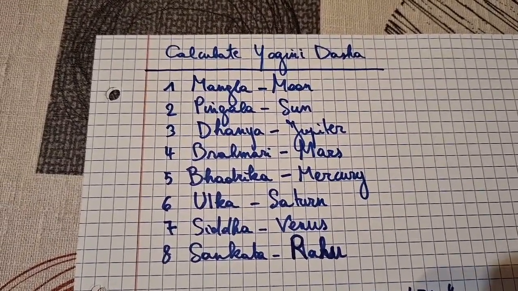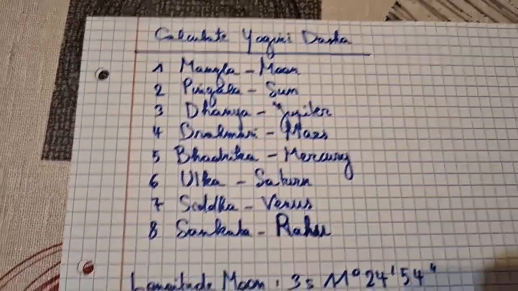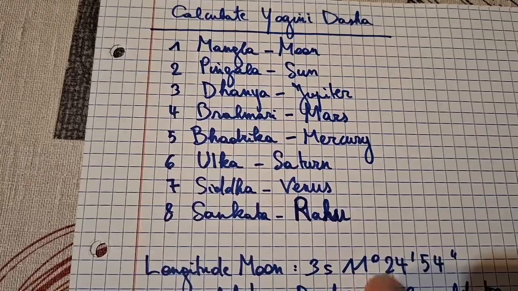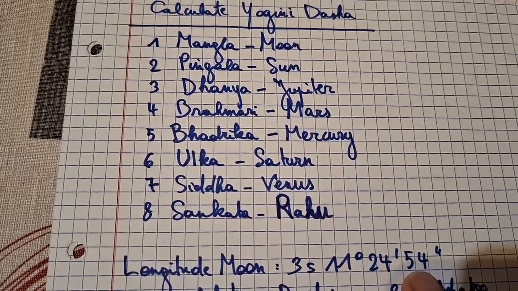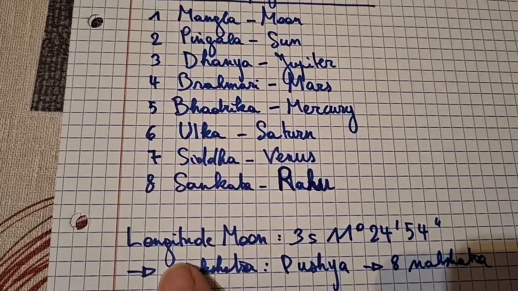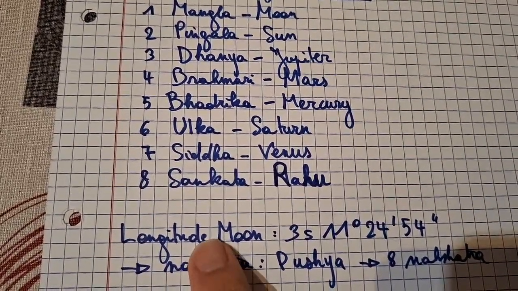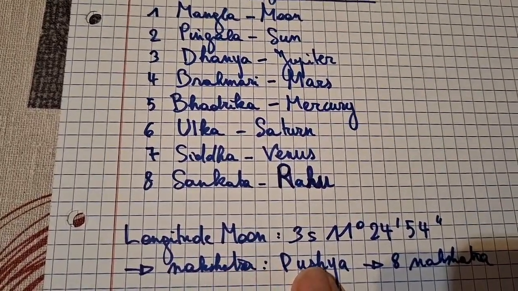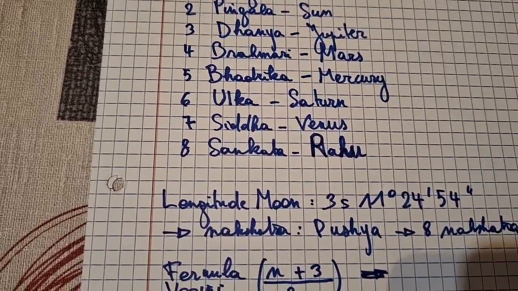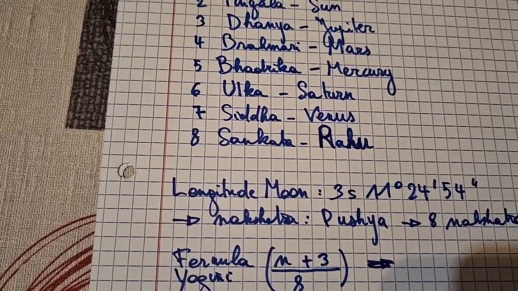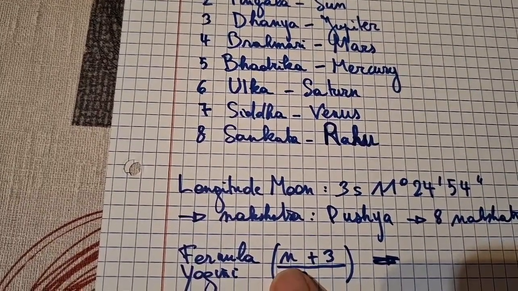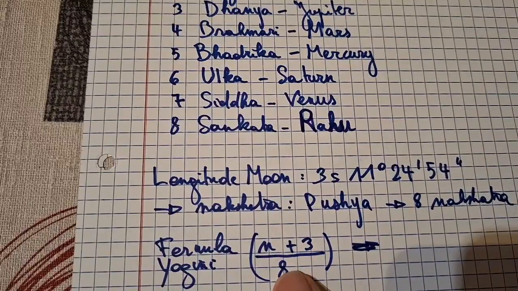Mahadasha. So let's take the example we did in class. The longitude of the moon was 3 signs past, 11 degrees, 24 minutes, and 54 seconds. If we calculate the nakshatra from the longitude of the moon, that's Pusha nakshatra, the 8th nakshatra. And we need this because the formula for Yogini Dasha is the number of the nakshatra, plus 3, divided by 8.